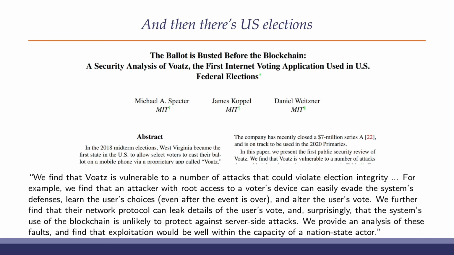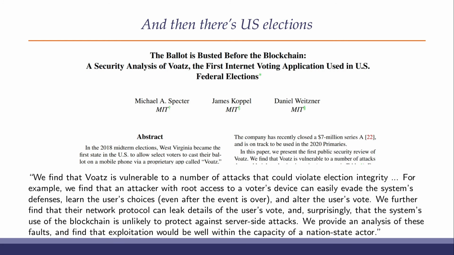You should read this wonderful paper called "The Ballot is Busted Before the Blockchain," by Michael Spector and James Koppel and Danny Weitzner. And the main thing to take away from this, I'm going to read the paragraph out aloud. We find that Voatz is vulnerable to a number of attacks that could violate election integrity. For example, an attacker with root access to the voter's device can easily evade the system's defences, learn the user's choices, alter the vote. We further find that the network protocol leaks the details of the user's vote, and surprise, surprise, using a blockchain doesn't protect against server-side attacks.